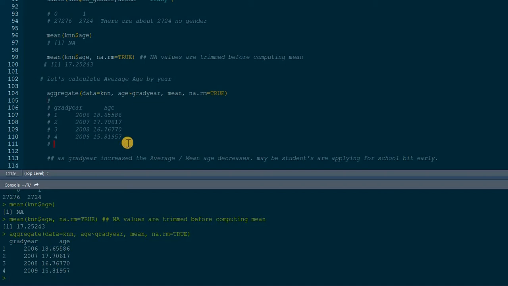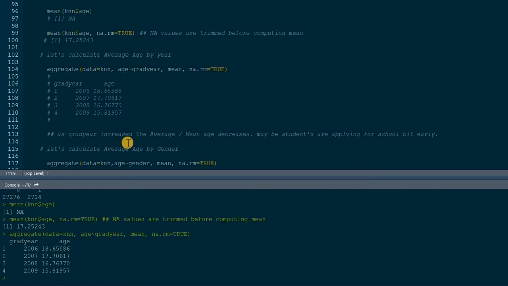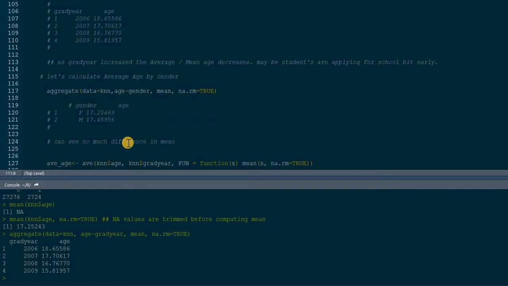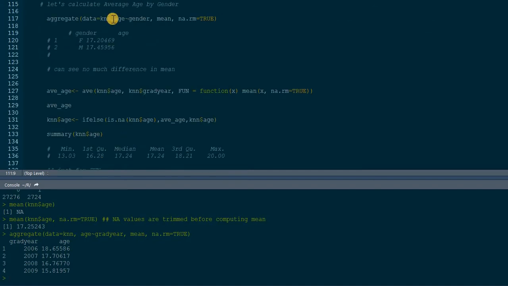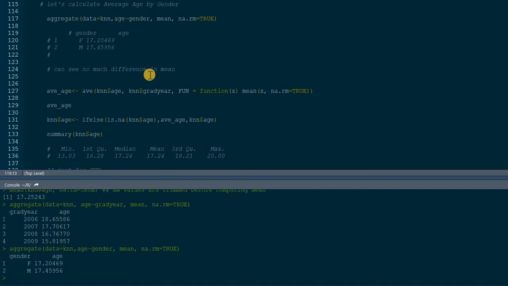Not sure why that is. Maybe students start school early, or they're pretty smart. You don't know what the reason behind that is. Okay, so just for fun, let's calculate average age by gender, the same thing applies. There's not much difference really. It's 17, 17. So I would take the mean average of the whole data set, which is 17. So you would consider that the average person would enter into high school at the age of 17.